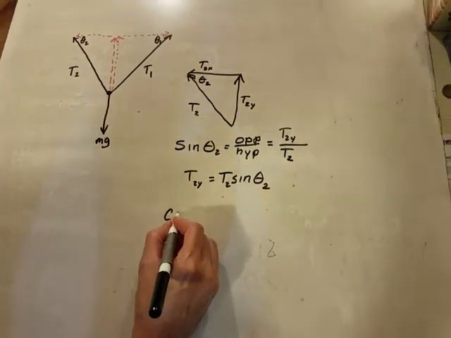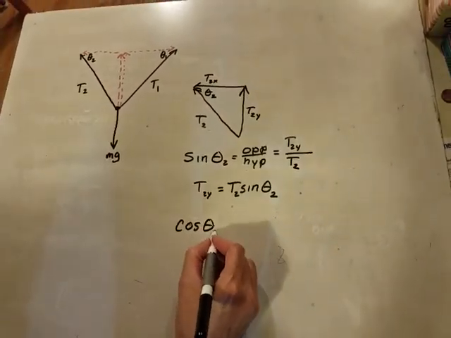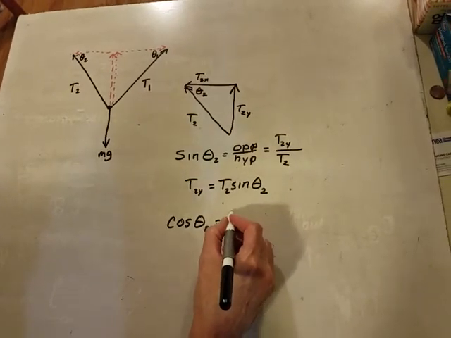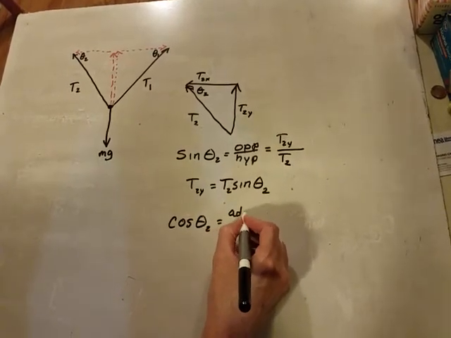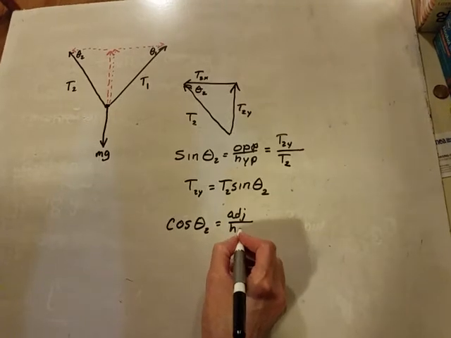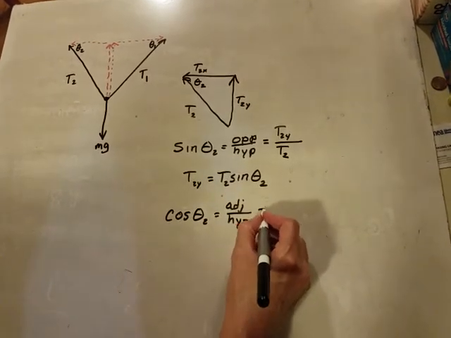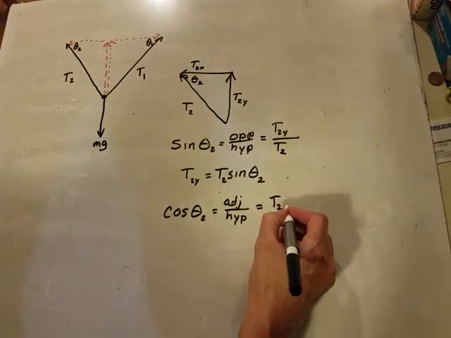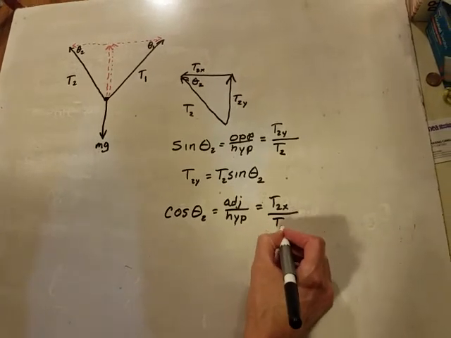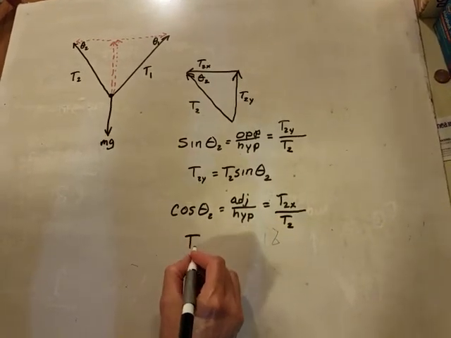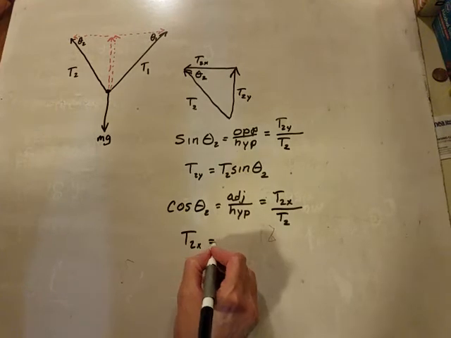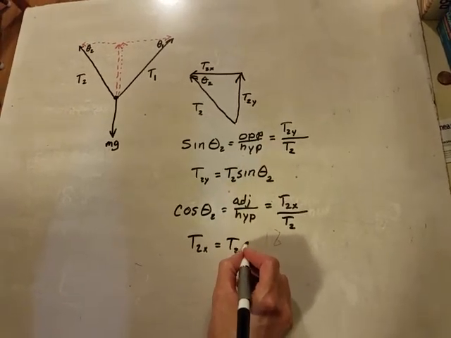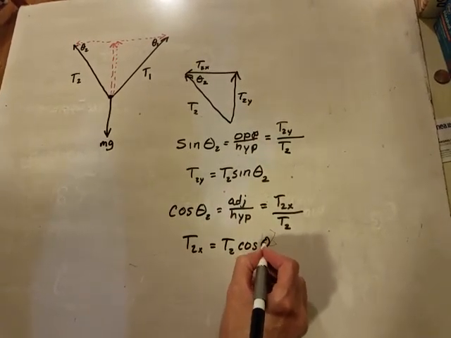And if we do the cosine of theta 2, that's going to be the adjacent over hypotenuse. So remember SOHCAHTOA? This is going to be t2x divided by t2. So this will be t2x is equal to t2 times the cosine of theta 2.